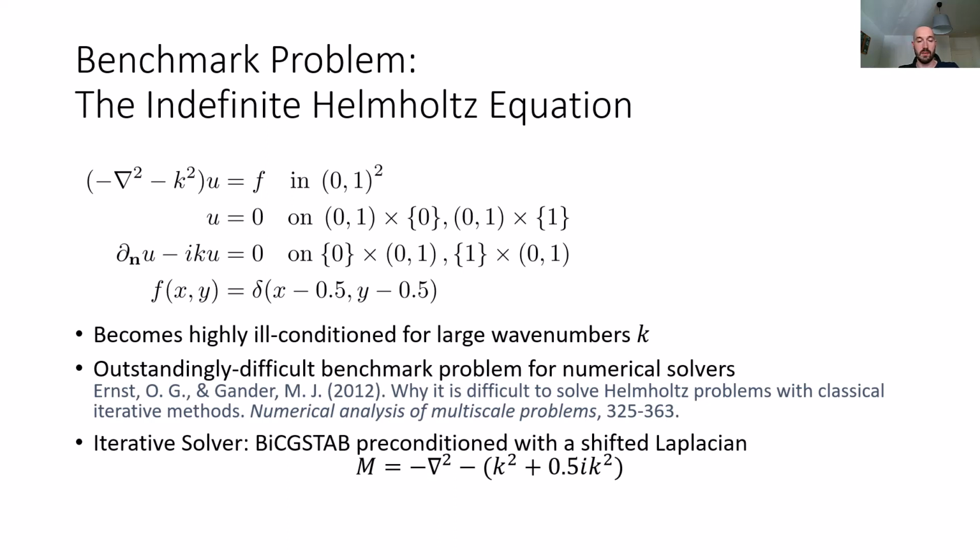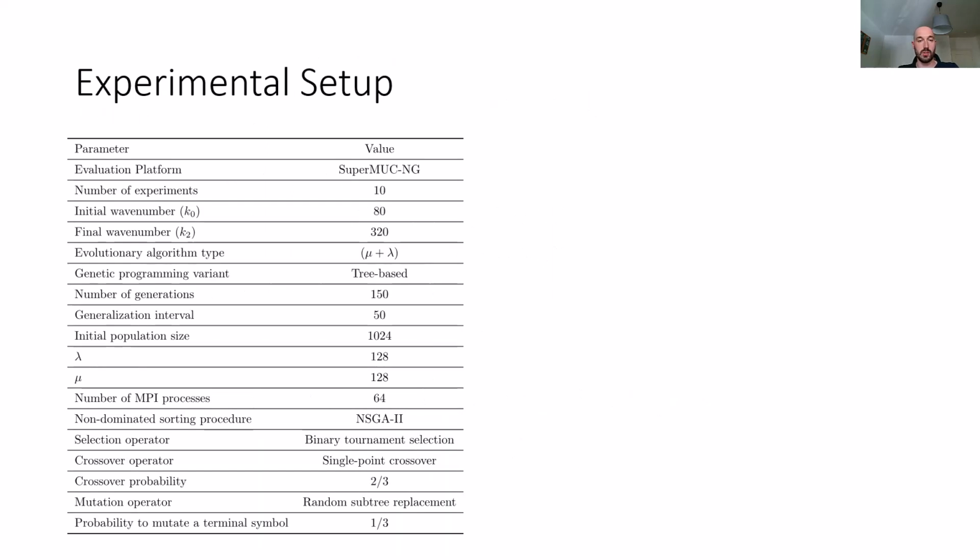And then for the resulting system M times y equals x, we apply the multigrid method in each step. So now I want to show our experimental setup. We perform all experiments on the SuperMUC-NG cluster, which is currently one of the largest supercomputing systems in Europe. For each experiment, we use 8 nodes with 286 cores.